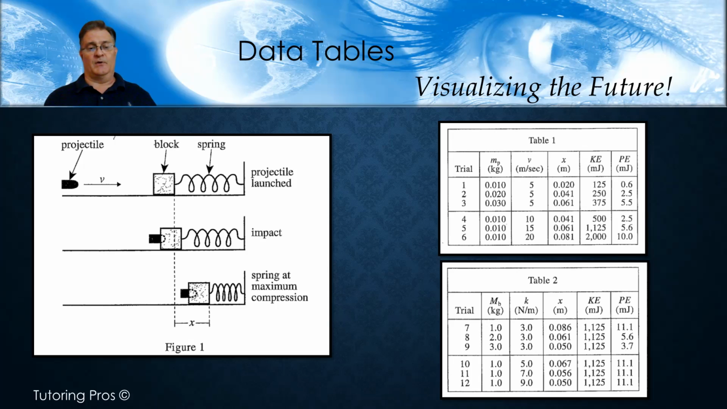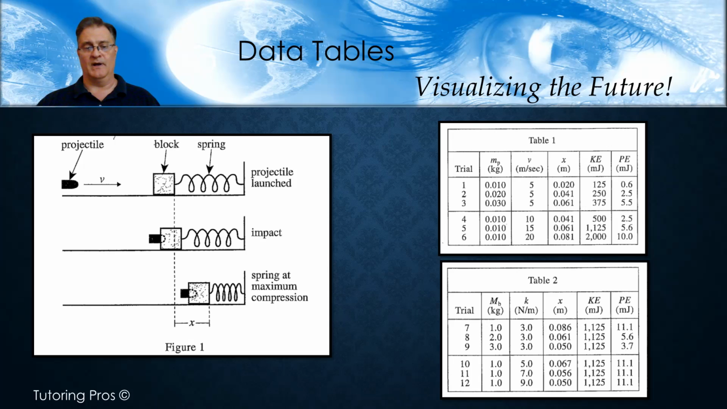variables in this experiment. Well, in this experiment, if you look at table 1, you will see that the table is divided up into a trial, M sub P, which is mass of the projectile, V, which is the velocity at which the projectile is traveling, and X, the distance which the block and spring compress, and then KE, which is kinetic energy, and PE, potential energy.